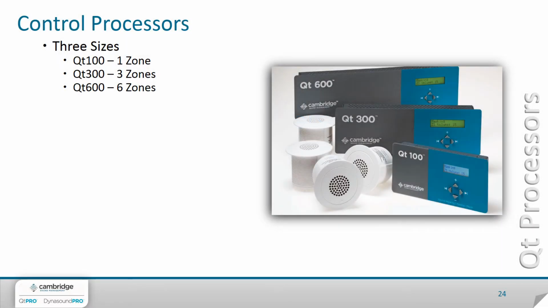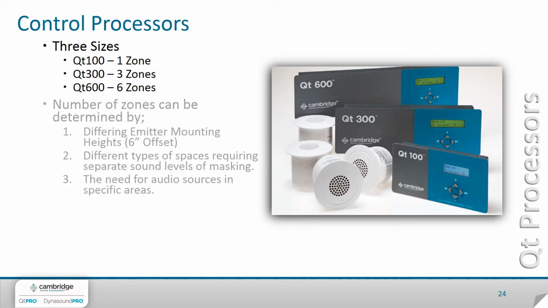QT control processors are primarily defined by the number of zones, with three sizes available. QT100 being a single-zone processor, QT300 a 3-zone, and QT600 a 6-zone. The feature set of the QT300 and 600 are identical, with only the number of zones differentiating the two products. The QT100 has a simplified feature set, suitable for simple sound masking projects.